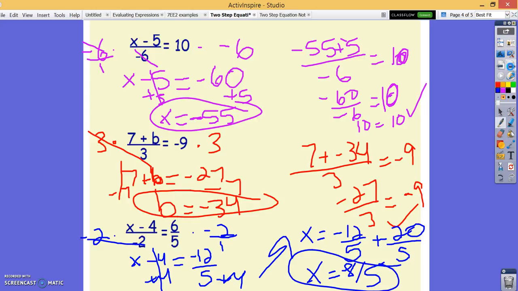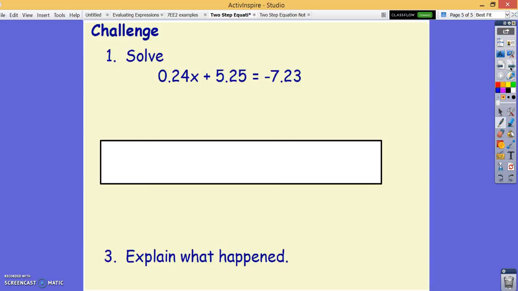Okay, last problem looks really complicated because it's got all these decimals involved. So what we're going to do first is we're going to take a look at doing the regular SADMAG order. And so I'm going to subtract 5.25 from both sides, and I'm left with 0.24x equals negative. Now this is really a negative plus a negative. So negative 12.48. Sorry.